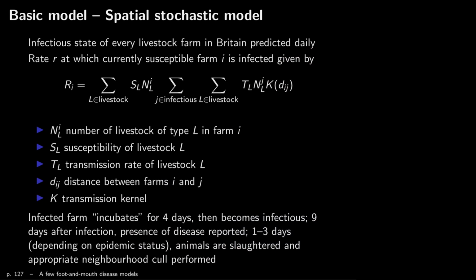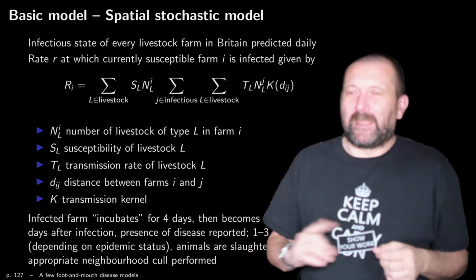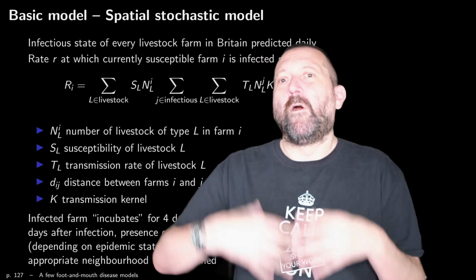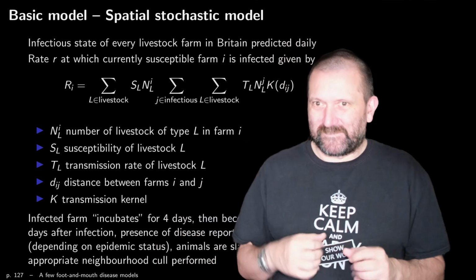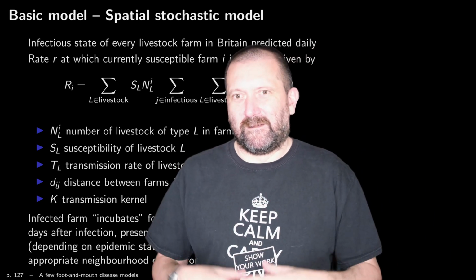What they do is assume that an infected farm incubates for a certain number of days, before it becomes detectable. Then it is infectious. And then 9 days after infection, this is a model, so we're taking a standard number, the presence of the disease is reported, and then there is some degree of variation in how long it takes authorities to move on the knowledge of infection. So they assume that it's 1 to 3 days, and then culling happens.